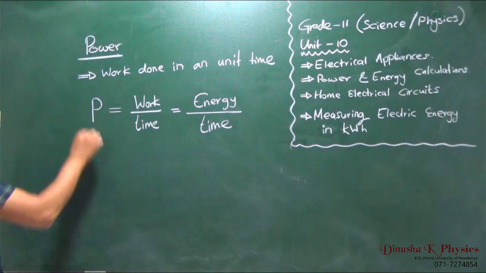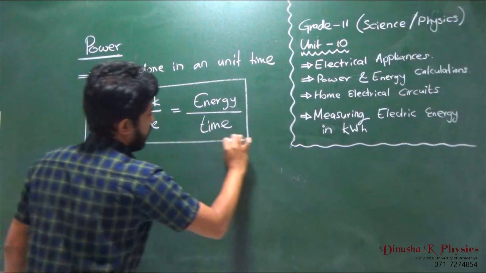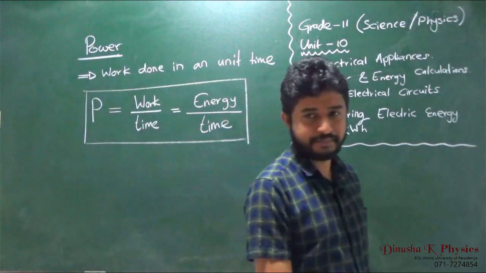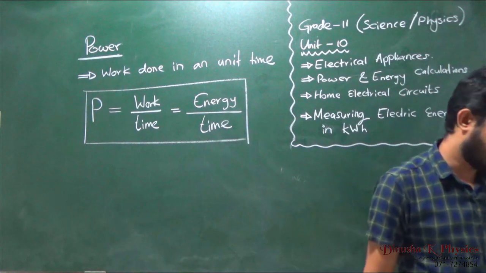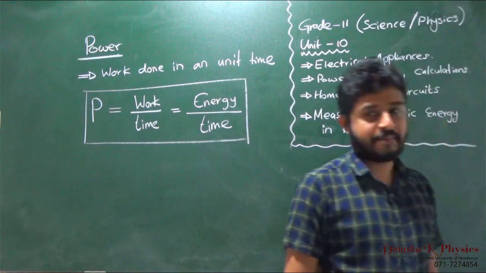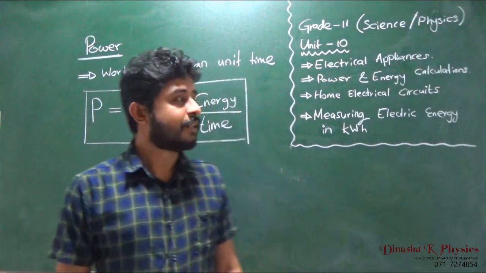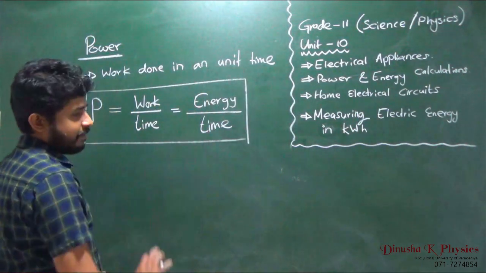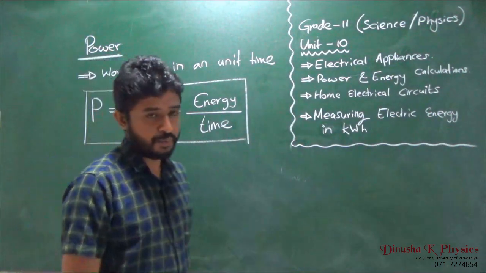හරි. So we can use both these equations to calculate power. හරි. power work done per unit time කියලා කියන්නත් පුළුවන්. එහෙම නැත්නම් energy consumed or energy produced per unit time කියලා කියන්නත් පුළුවන්. ඒ නිසා මේ formulas දෙකම අපිට පාවිච්චි කරන්න පුළුවන්.